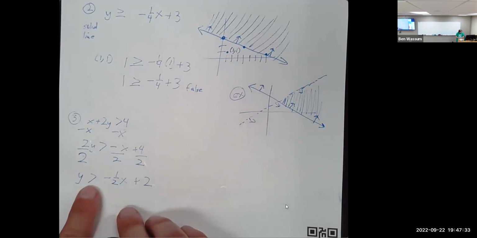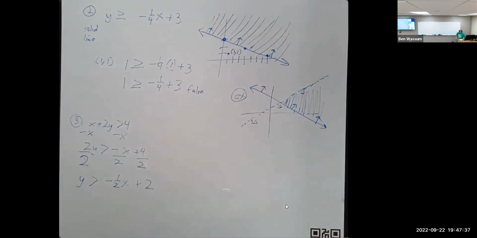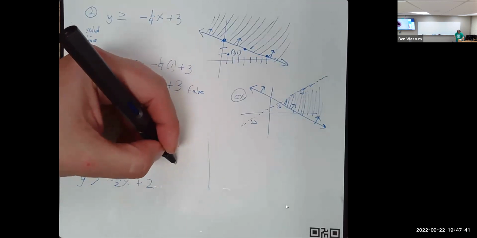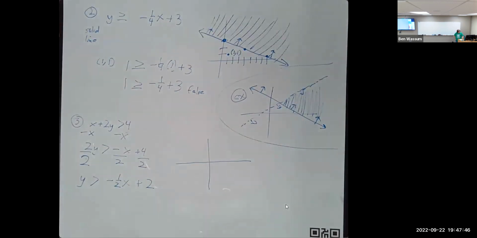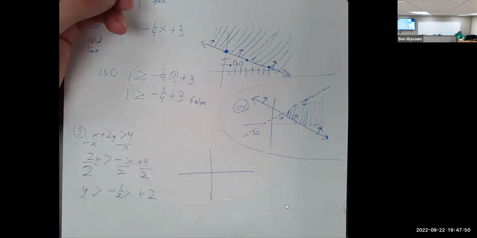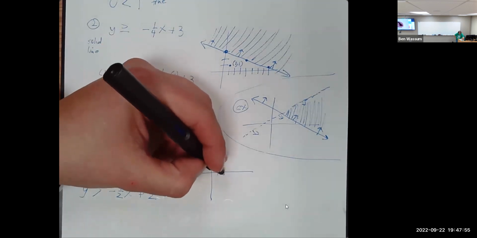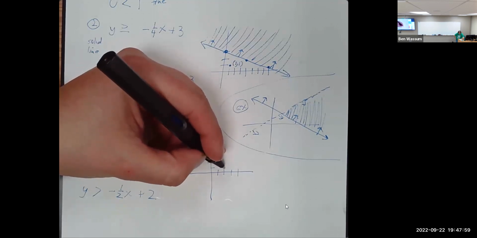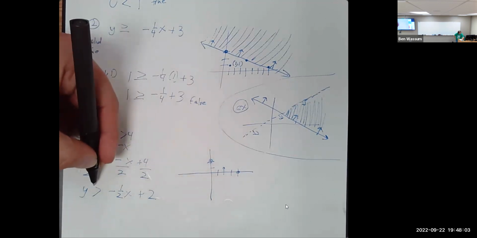Except it's going to be dotted and we're going to shade part of it. But that's what our graph looks like. Cool. Means we have something to check off of, right? Circle that just so it's its own area on the notes. Okay, so I'm going to start at 2. I'm going to go down 1 over 2 and down 1 over 2, and we have a dotted line.